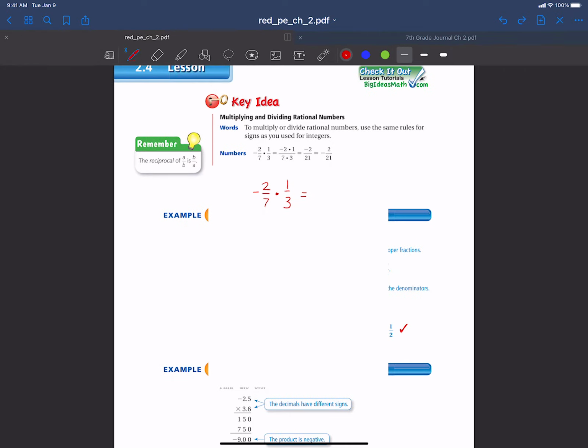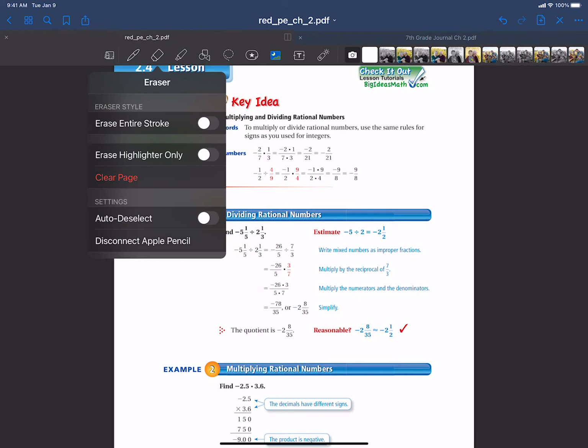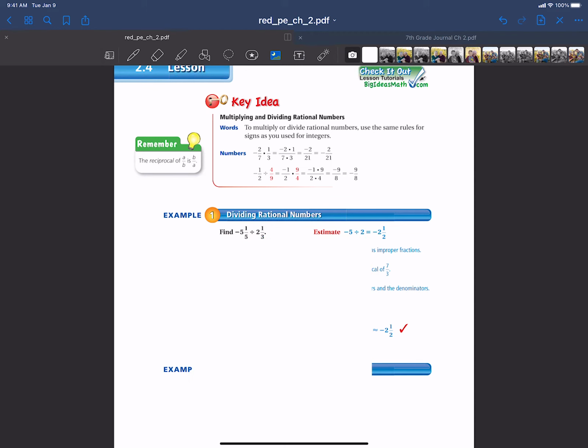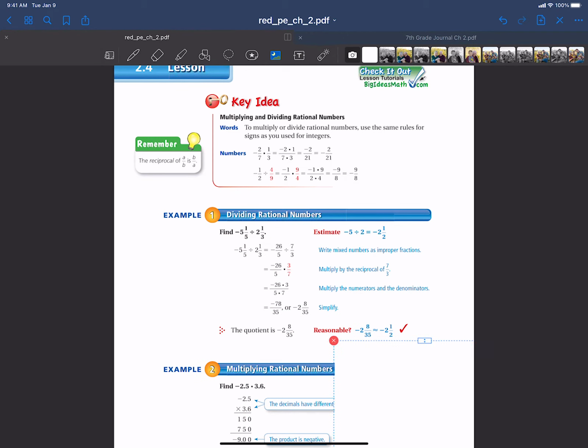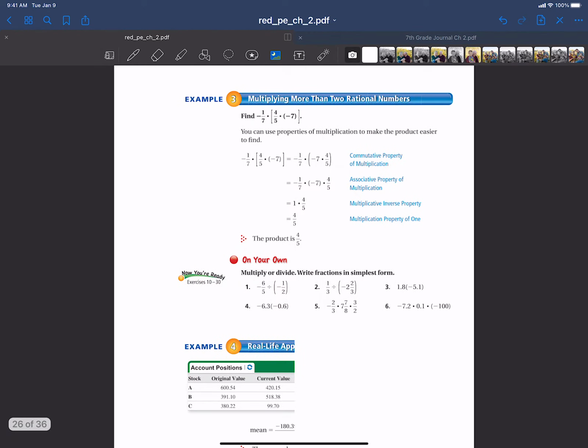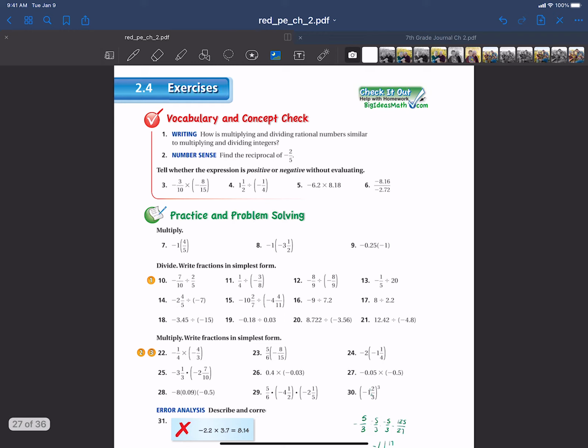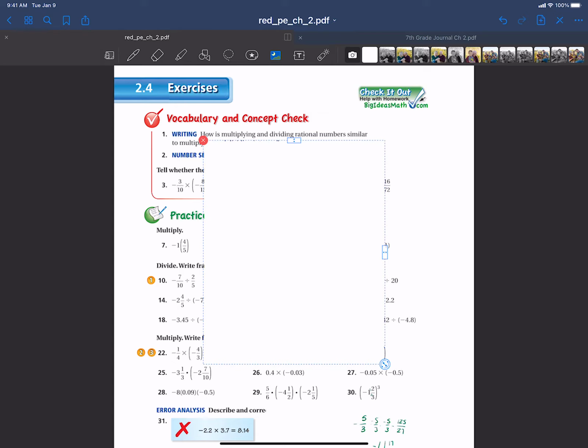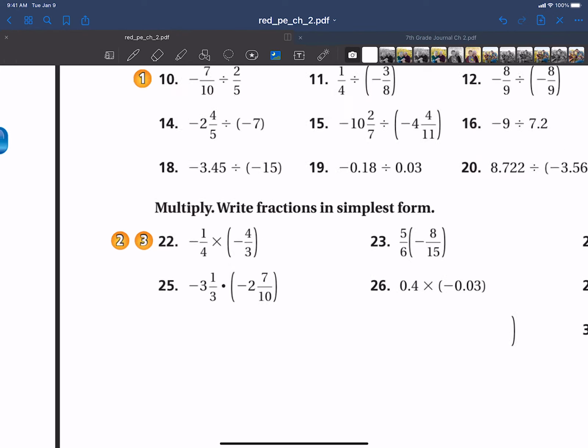Now, if you do have a mixed number, let me give you an example of that to write in your notes. Right here, this little guy. Oh, this is a division problem. I want a multiplication problem. Hold on. Let me find a good multiplication mixed number problem. Why won't they give me a good one? Aha, I see one, 25. Okay, write this one in your notes.